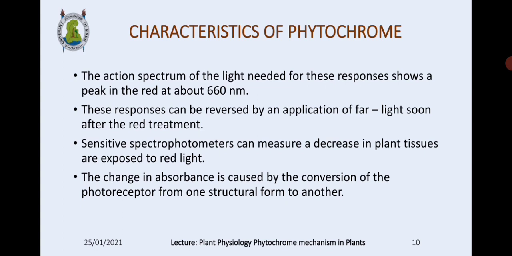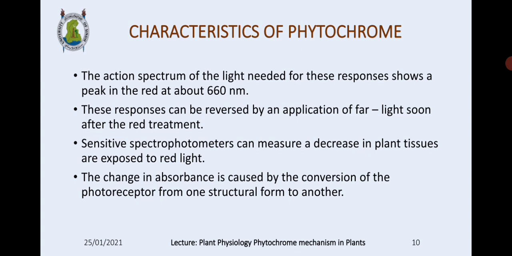Characteristics of phytochrome. The action spectrum of the light needed for these responses shows a peak in the red at about 660 nanometer. These responses can be reversed by an application of far-red light soon after the red treatment. Sensitive spectrophotometers can measure a decrease in absorbance in plant tissue exposed to red light.